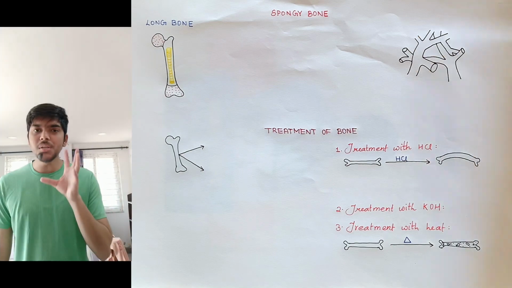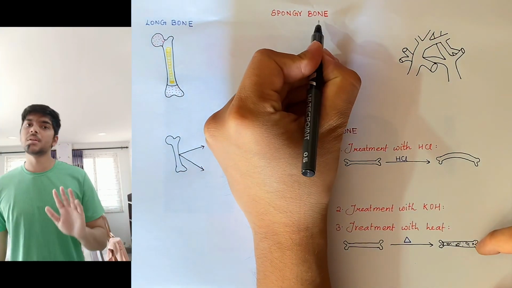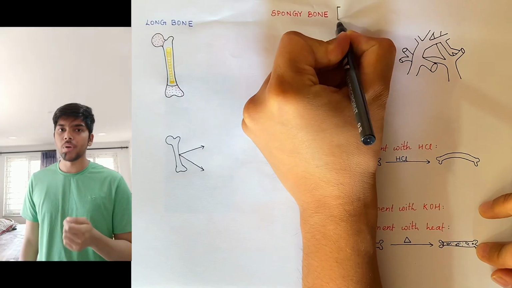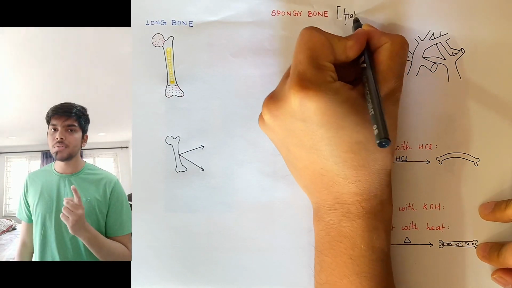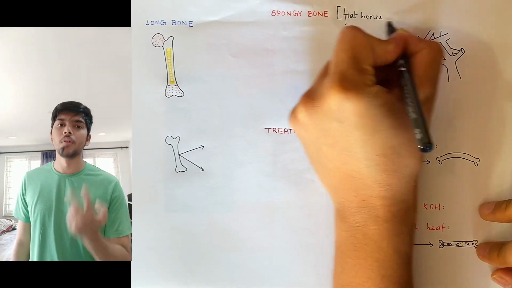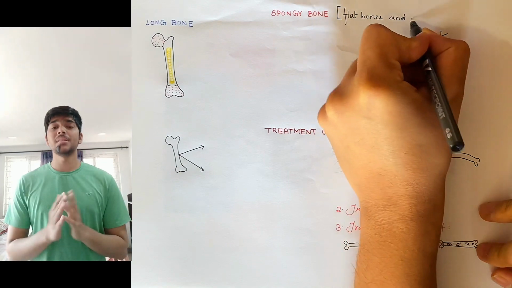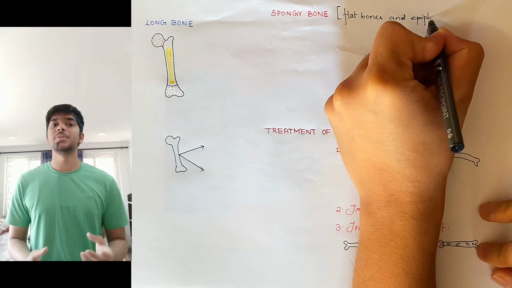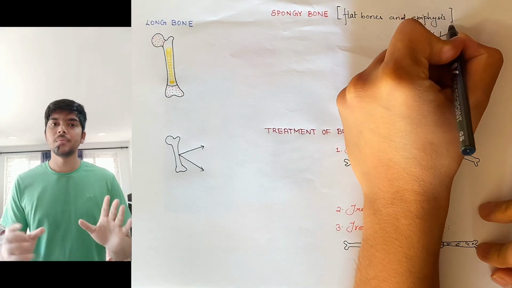Anyway, spongy bone. First things first, where is spongy bone found? It's found in flat bones and the epiphysis of long bones. Let's look at the structure of a long bone. So this is what a long bone looks like.